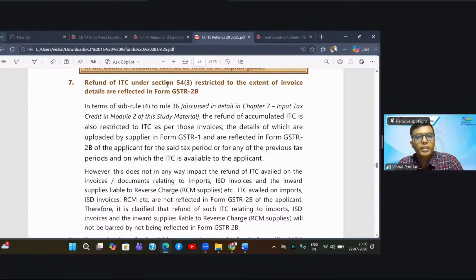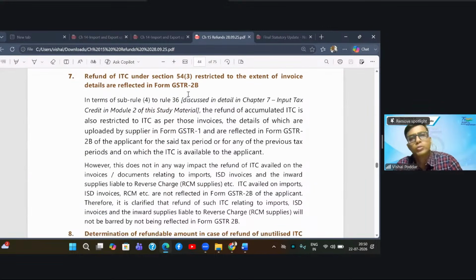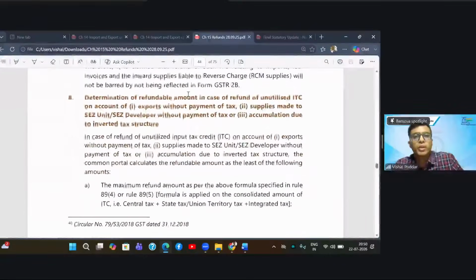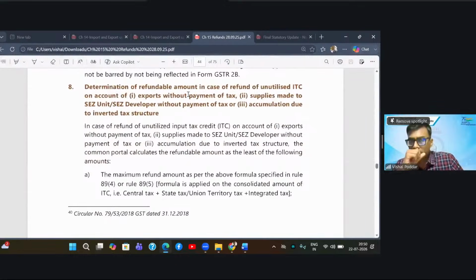Next, refund of ITC under 54(3) is restricted to the extent of invoice details as are reflected in 2B. Now, you all know, students, GSTR 2B has become the main deciding point even for your ITC availability and even for the refund eligibility. So in refund, since we are allowing you refund of net ITC only, ITC will be calculated on the basis of what is appearing in your 2B.